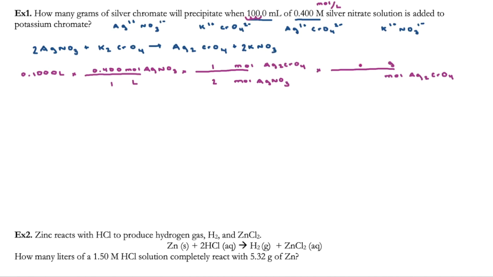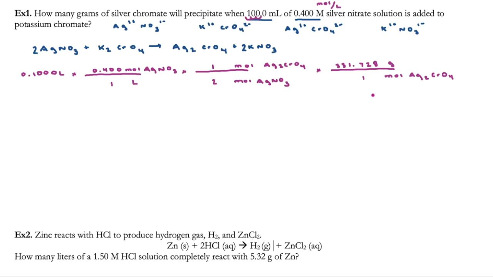And in order to do that, I'm going to first take the molar mass of silver, which is 107.868, multiply that by 2, and then I'm going to add to that the molar mass of chromium, which is 51.996, and then I'm going to add to that the molar mass of oxygen, which is 15.999, and multiply that by 4. And the value that I get for the molar mass of silver chromate is 331.728.